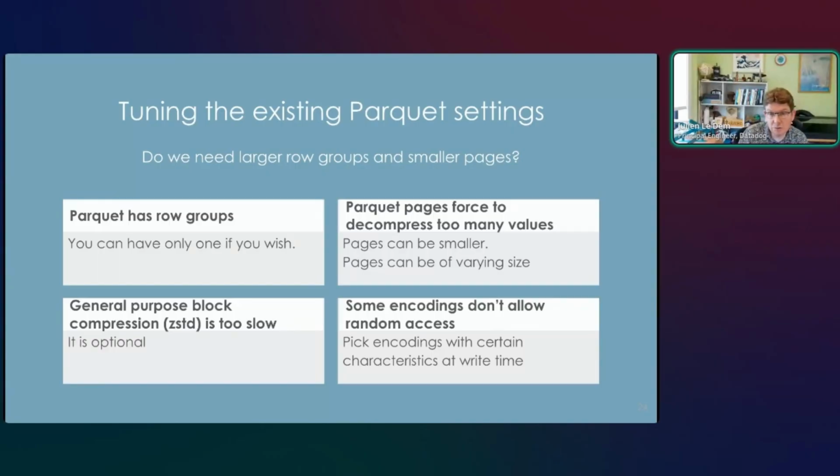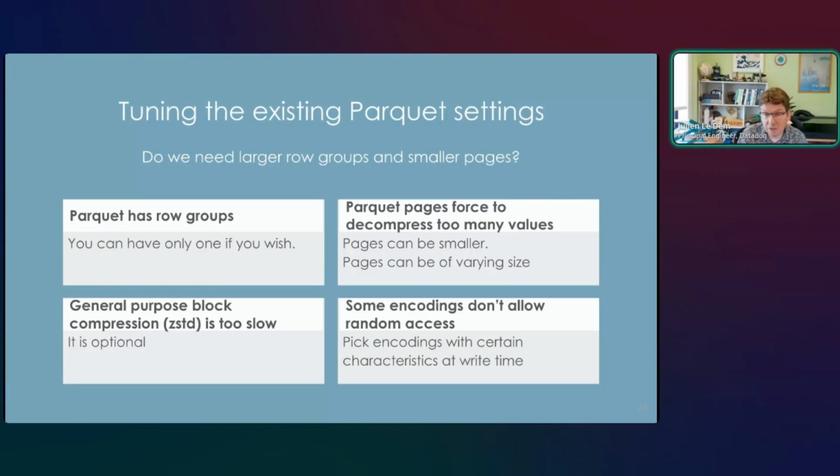Some of the things you can do to tune for random access is tuning the existing Parquet settings, right? Parquet has row groups, but you can have only one if you wish. That becomes more efficient in blob storage. If we say the unit of decoding is the page, you can make the page smaller, and pages can be of varying size, right? So you can adjust on a column-by-column basis and make it better for your random access use case. Zstandard might be too slow. It is optional, right? Some of the trade-off is using those encodings to encode better and not doing the block compression so that you can do faster random access.